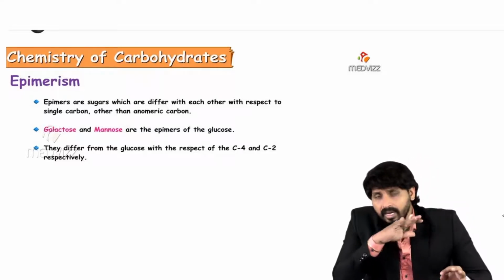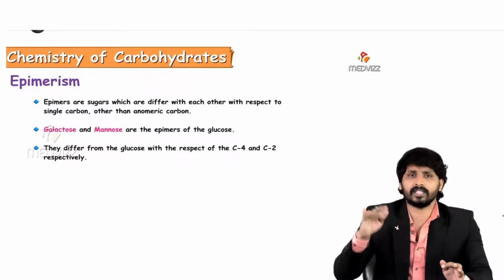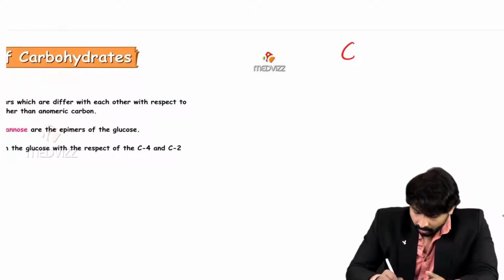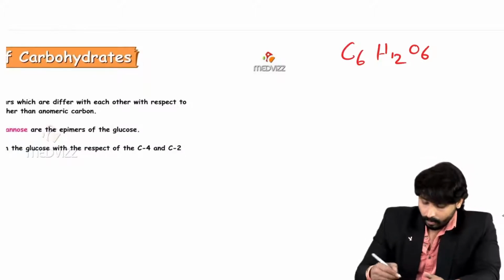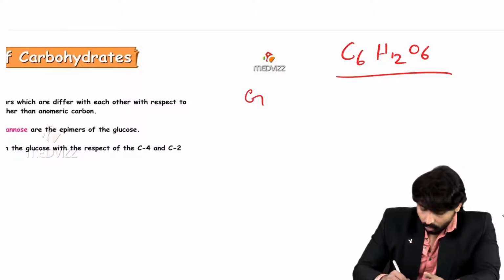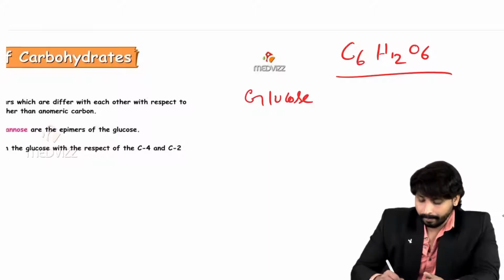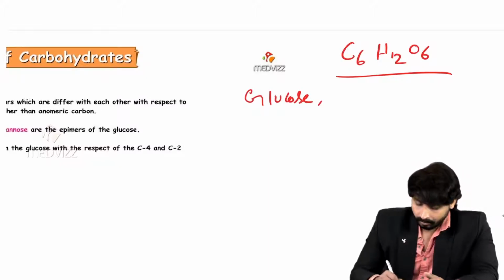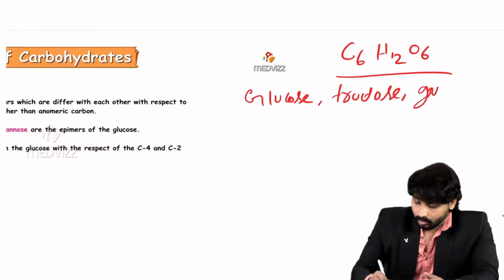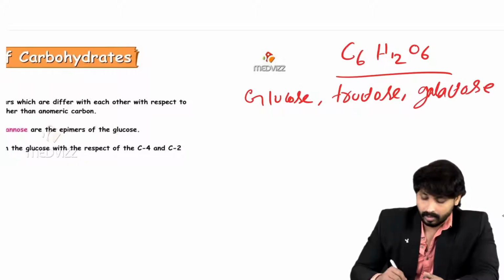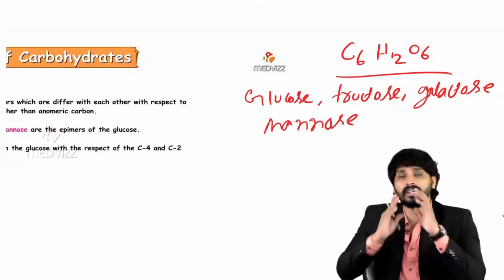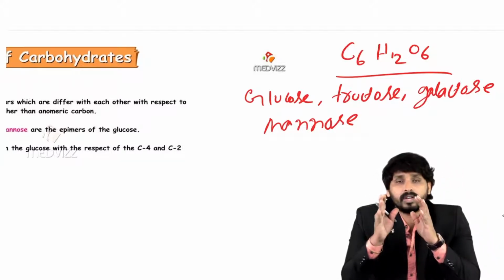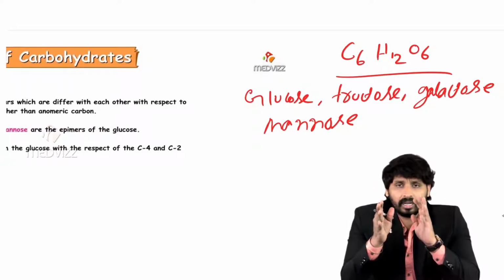The empirical formula for all monosaccharides, especially hexoses, is C6H12O6. Glucose has the same molecular formula, fructose also has the same molecular formula, galactose also has the same molecular formula, and mannose also has the same molecular formula. The only difference is that all these molecules differ at a particular carbon, here and there.